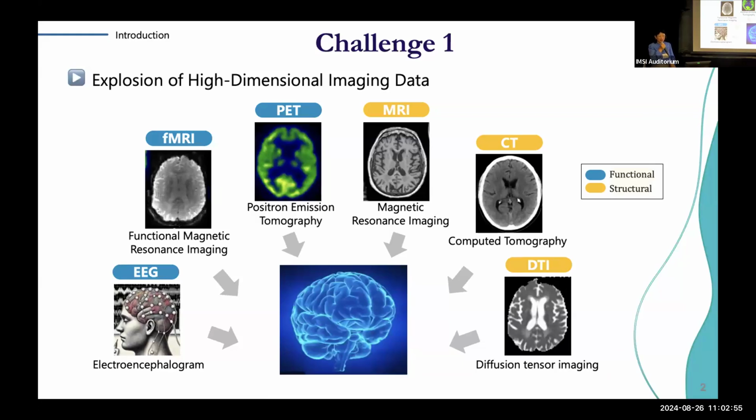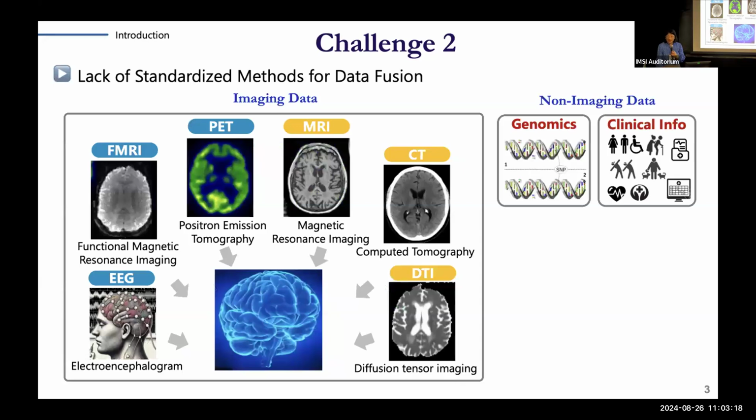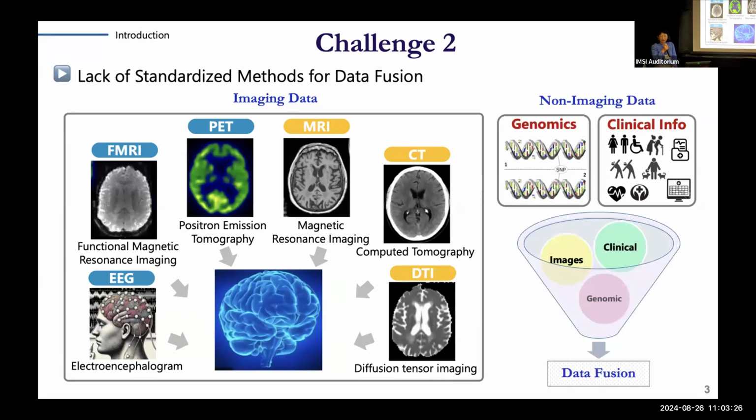The first one is the exploration of high dimensional imaging data, where traditional statistical methods suffer from the curse of dimensionality. In addition to neuroimaging data from multi-modalities, we also work with other data such as genomics data and clinical data. Integrating these diverse information together poses another very significant challenge.